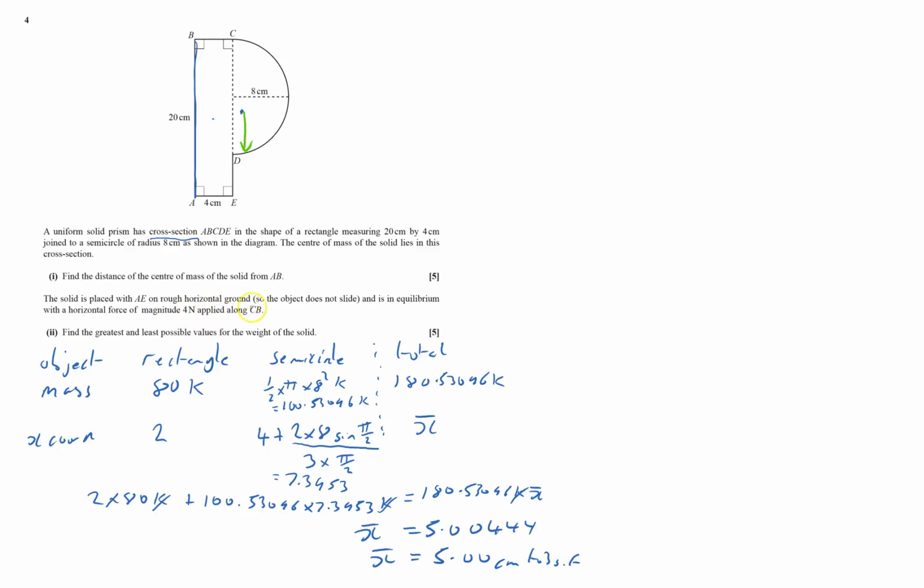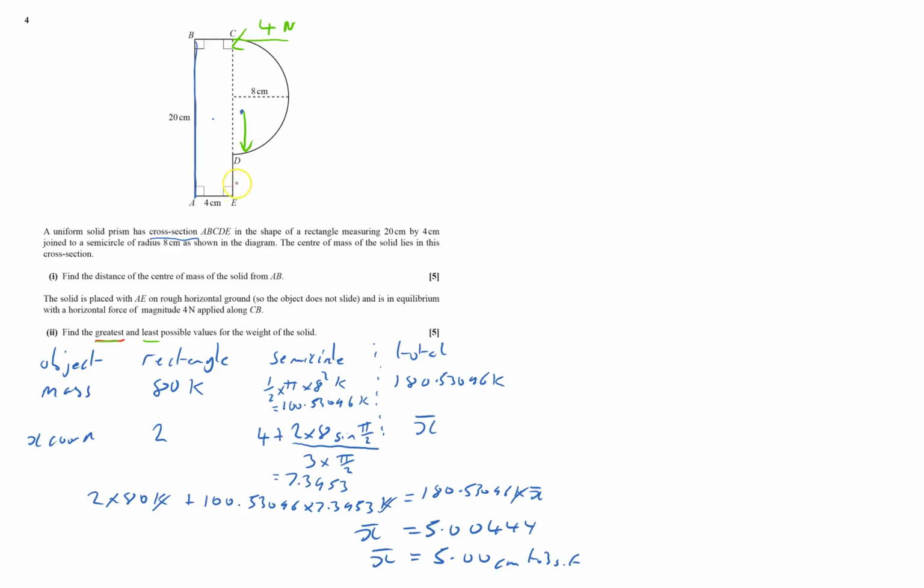And it's placed on a rough horizontal ground, so the object doesn't slide. So this is just about toppling, no sliding. And it's in equilibrium with a horizontal force of 4 newtons applied along CB. Well, it's going to have to go backwards this way, because if it doesn't go backwards that way, it will certainly topple, because I take moments about E and everything will be clockwise. So it's going to have to go something like this, and I've got to find the greatest and least possible values. Okay, I'm going to do the greatest to start off with, and I'll do this in red.